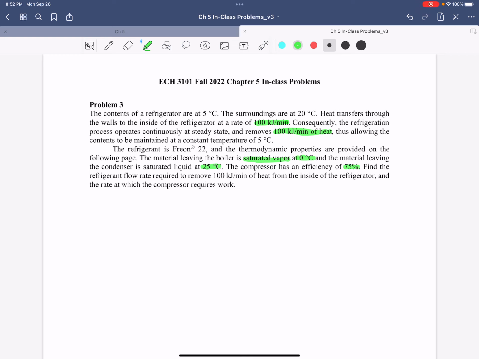What we want to figure out in this problem is the required flow rate needed for the process to once again remove 100 kilojoules per minute of heat from inside the refrigerator. We also want to figure out the rate at which the compressor requires work, or essentially the power needed for the compressor to operate. With this information, I want you to pause the video and sketch out the refrigeration cycle that is occurring here.